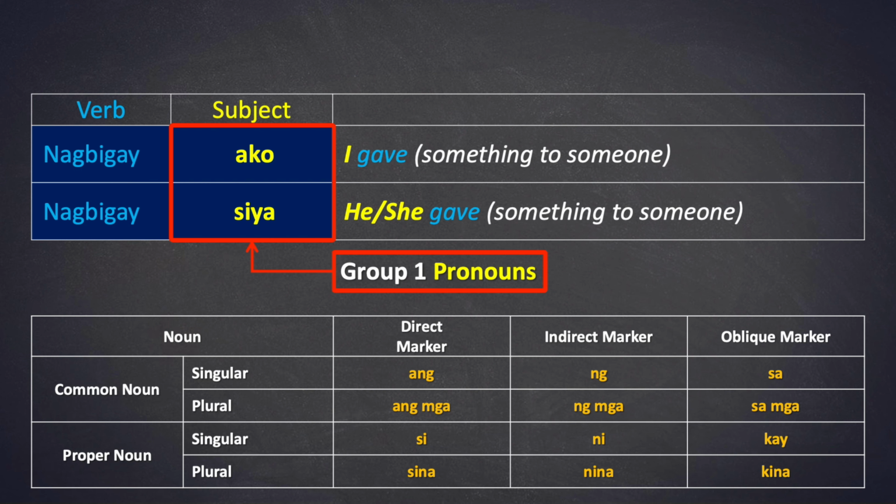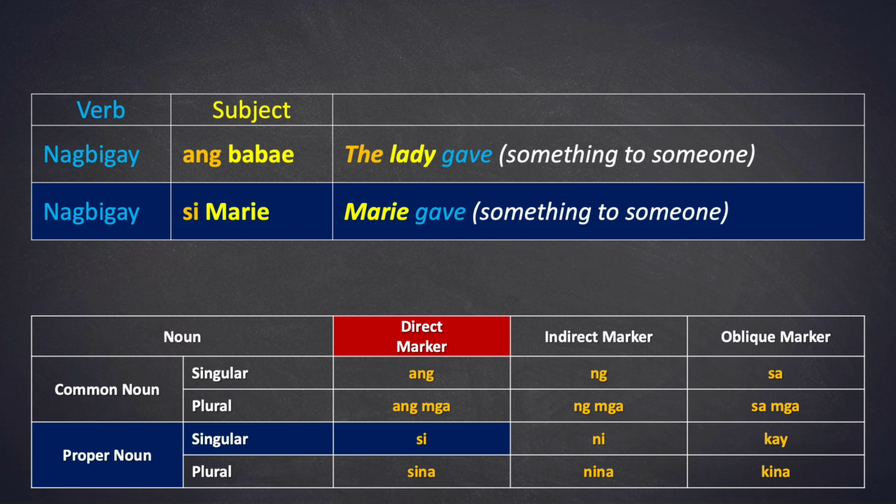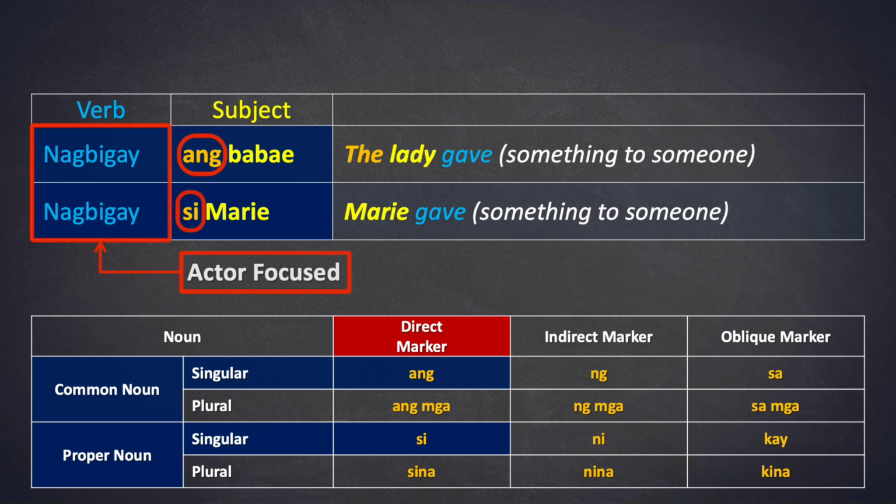Now, let's use the subjects with ang and si. Nagbigay ang babae. The lady gave something to someone. Nagbigay si Marie. Marie gave something to someone. As you can see, the direct markers ang and si work well with the verb nagbigay, an actor-focused verb.